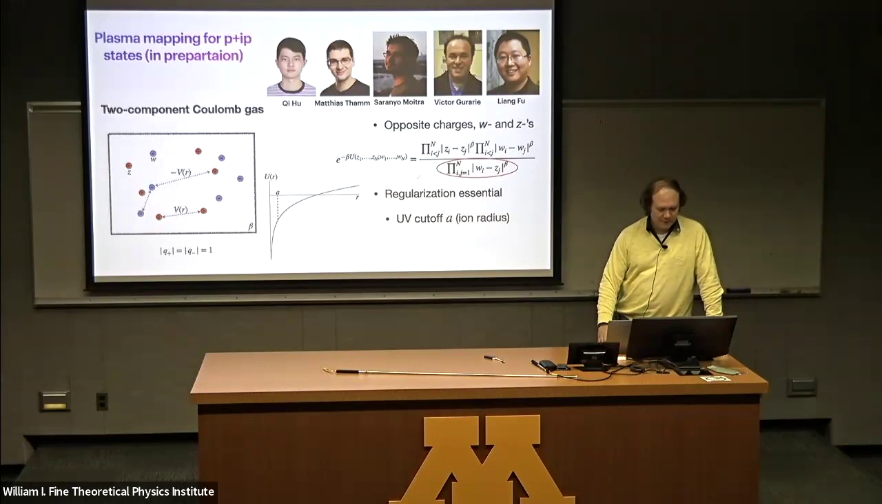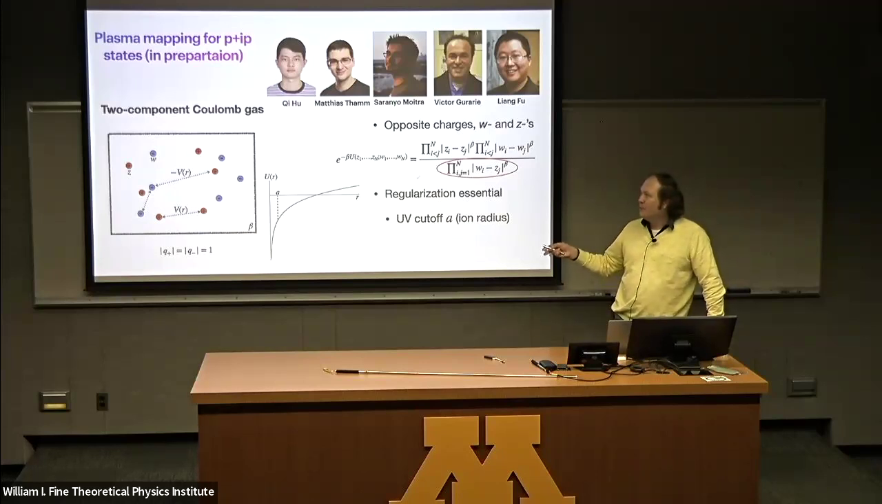So let's consider now the plasma mapping for the Moore-Read state. This plasma mapping is supposed to work for a different version of the Coulomb gas, the so-called two-component Coulomb gas. This is the Coulomb gas in which both the positive and negative ions are statistically fluctuating. So you just have an ensemble of positive and negative ions.